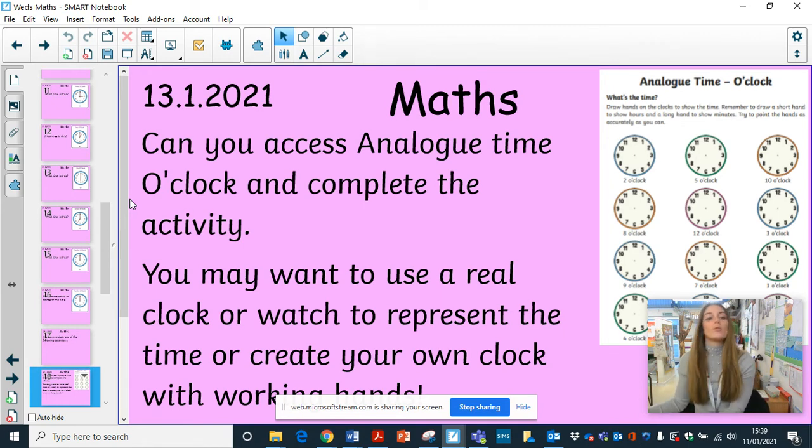Just remember when you're drawing the hands on the clock that you're careful with the size of the hands. Remember that your hour hand is your smaller hand and your minute hand is your bigger hand. Show that when you're drawing your hands on the clock for the o'clock time. You can use different colours, if you like, for the different hands to make it clear as well. Just like here, we've got the blue and the red.